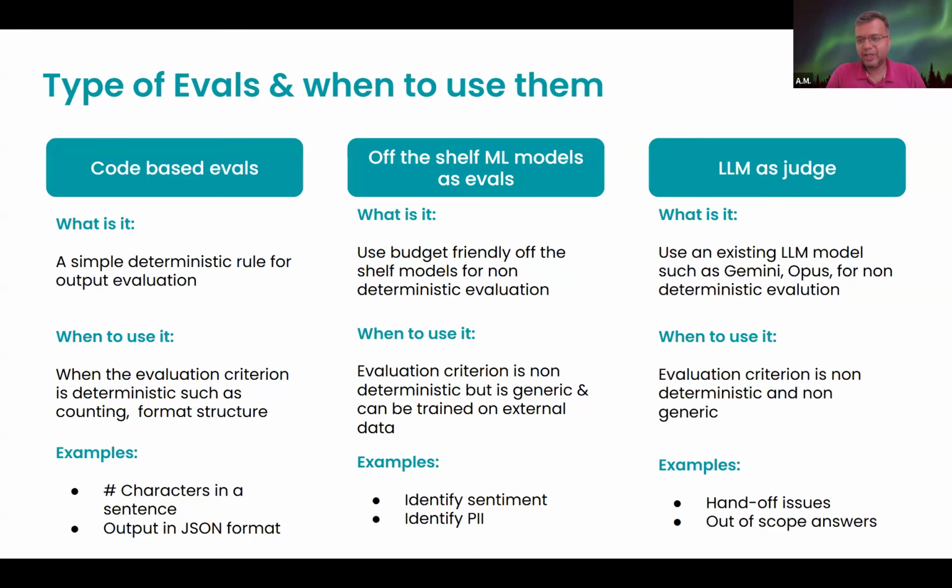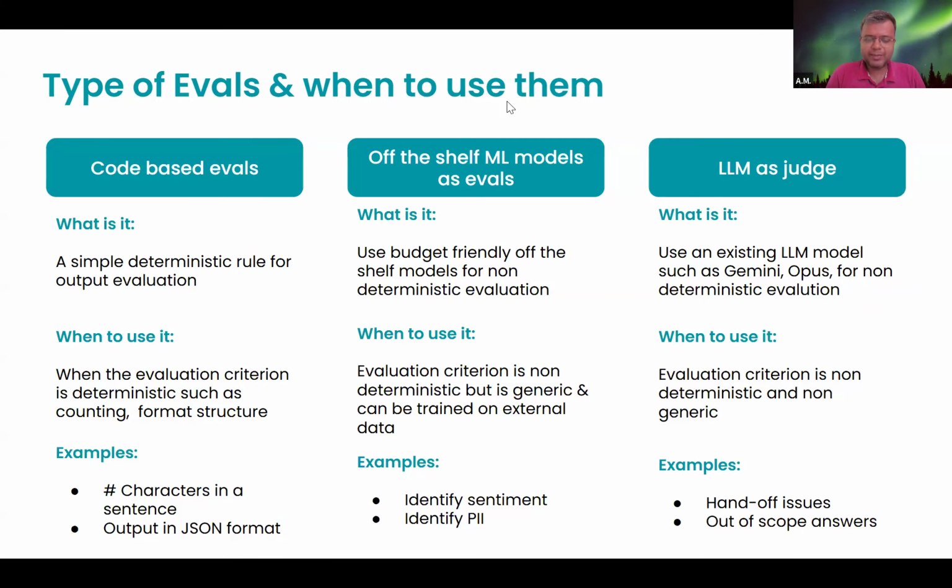Then comes the third part, right? Where we start using an LLM as judge, and probably this is something you would have heard across your circles of different people talking about it. But this is, let's say, the most complex or most evolved set of evals that we can build, and we should only use it when, A, the nature of the problem is very non-deterministic, and second, the problem is also non-generic and has not been solved or cannot be solved by any off-the-shelf ML model which is available.